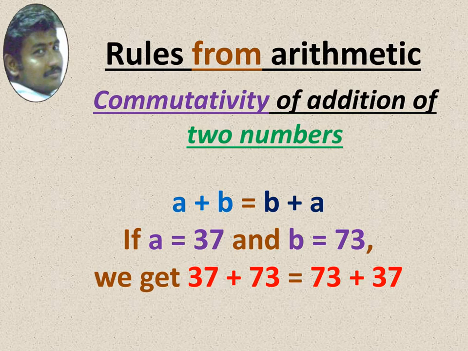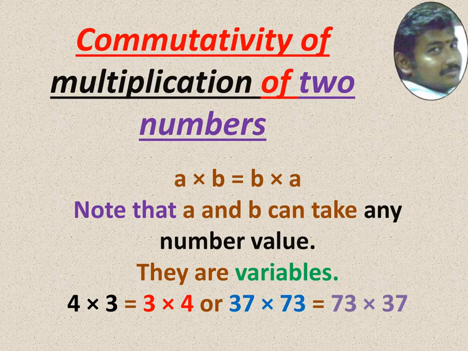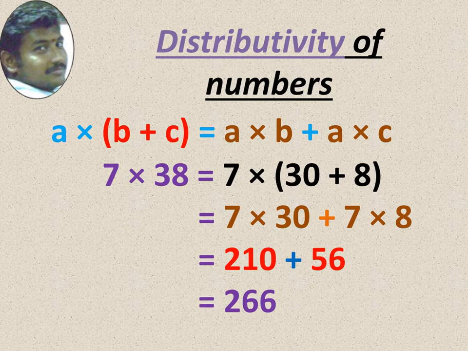Rules from arithmetic. Commutativity of addition of two numbers. When you add two numbers either way, you get the same answer. A plus B equals B plus A. Here an example is given: 37 plus 73 is equal to 73 plus 37. Then we are going to see commutativity of multiplication of two numbers. A into B equals B into A. Note that A and B can take any number value. They are variables, any number. So 4 into 3 equals 3 into 4, and 37 into 73 equals 73 into 37.